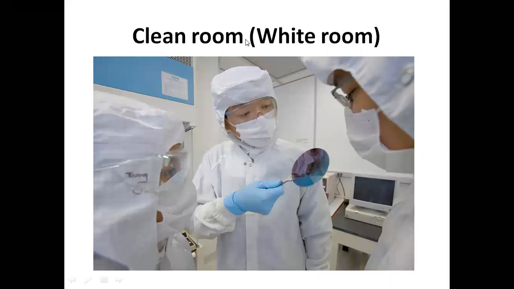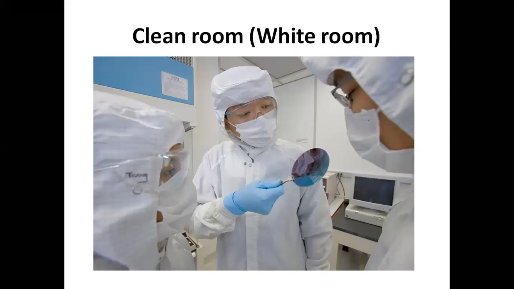The other portion of the clean room is the white room. In the white room, the light is white, meaning that the light contains ultraviolet radiation. There we would not be doing fabrication. In the white room, you could do certain other processes.